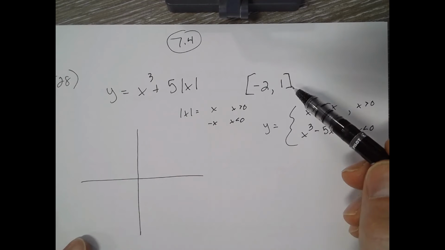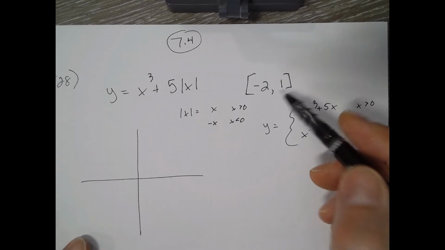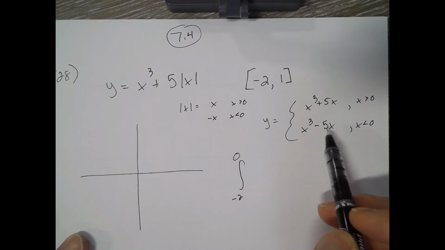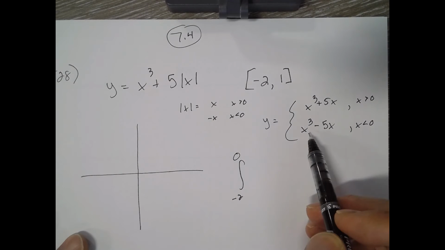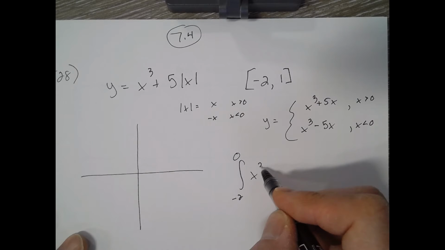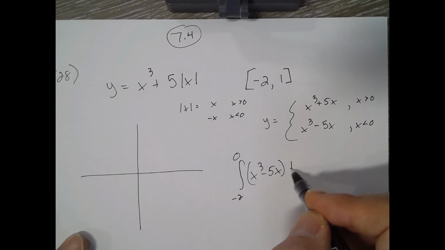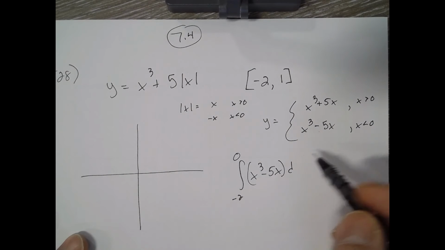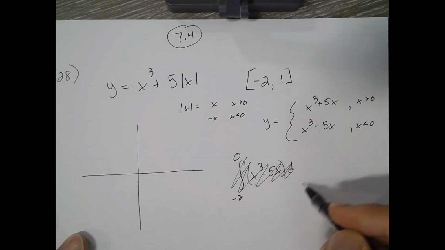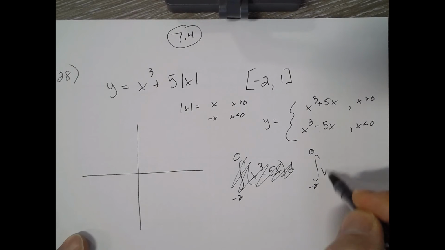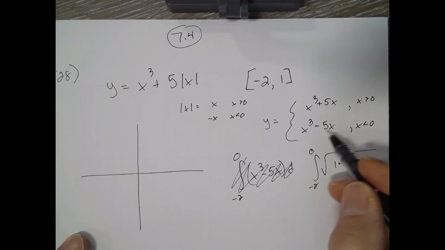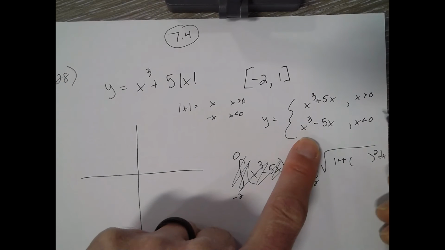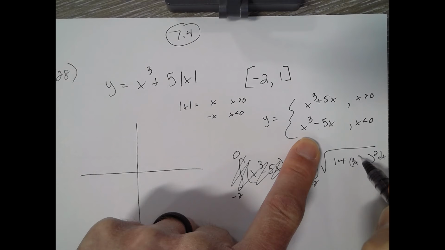So what we need to do is from negative 2 to 0, we're going to use this one because that's before 0. So less than 0, we have to use this one. So it's x cubed minus 5x. Oh, we're doing arc length, not area. So it'd be the integral from negative 2 to 0 of the square root of 1 plus that derivative squared dx. So that derivative would be 3x squared minus 5.